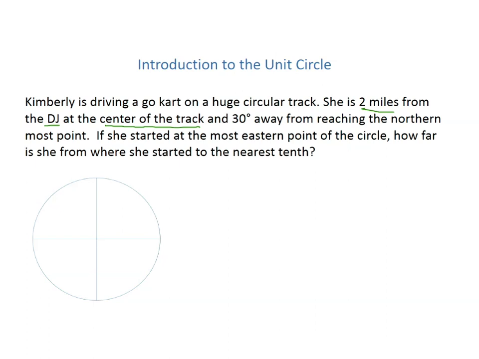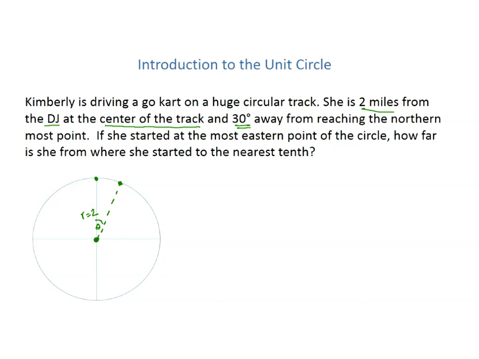So the DJ is here at the center of the track. She's 2 miles away from him when she's on this large circular track, which means that our radius is 2. We're 2 miles, but we'll just write 2 for now. And she is 30 degrees away from reaching the northernmost point. Well, here's the northernmost point, and if she is 30 degrees away, that means she's about here, right? That's my angle theta, and this is 30 degrees away.